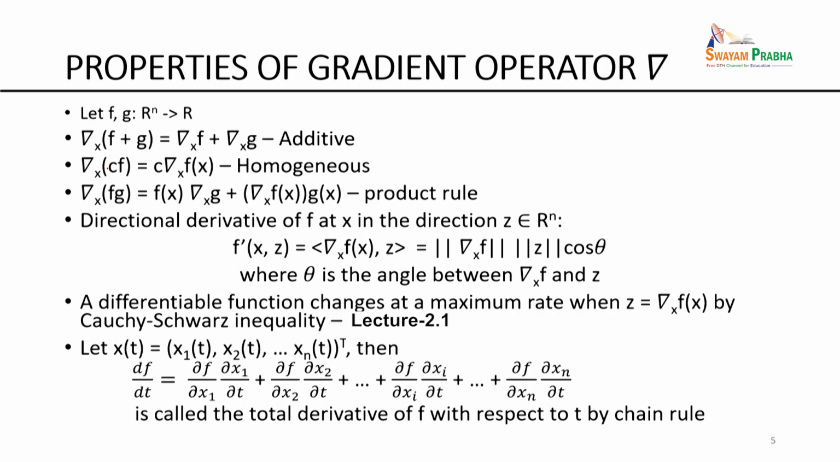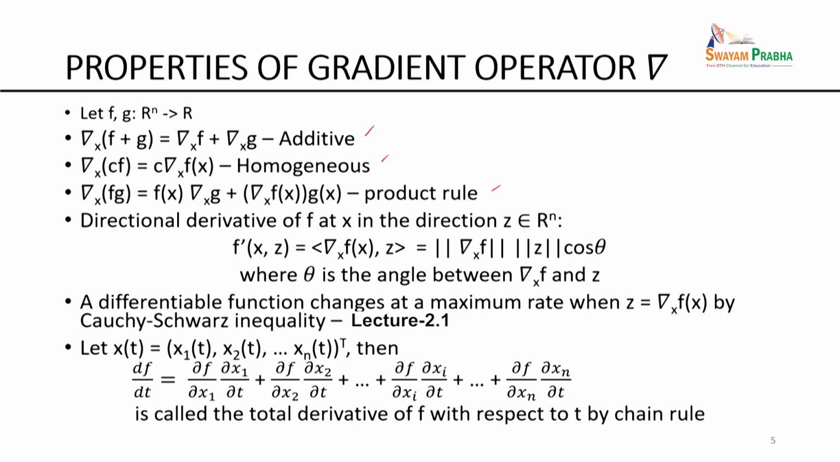If I multiply two functions f and g, and talk about the gradient of the product, you all know the product rule in differential calculus. So this is the analog of the product rule: f of x times the gradient of g plus the gradient of f times g. That's the product rule. So additivity property, homogeneity property, and the product rule property.